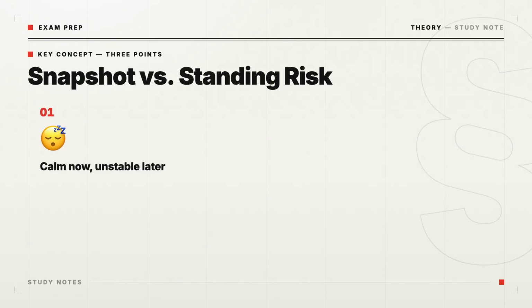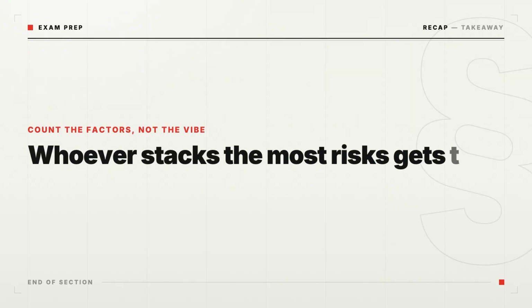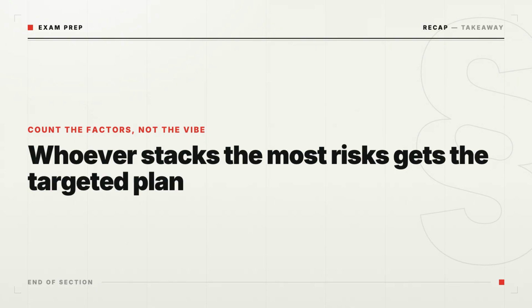A sleeping patient with steady vitals looks calm, but the real test is what happens the moment they wake and try to move. The nurse learns to read the standing factor list, not just the present snapshot. Universal precautions ask what everyone gets. Stratification asks who, based on their standing factors, needs more. Scan for signal words like confused, sedated, and unsteady, and find the patient carrying the heaviest load.